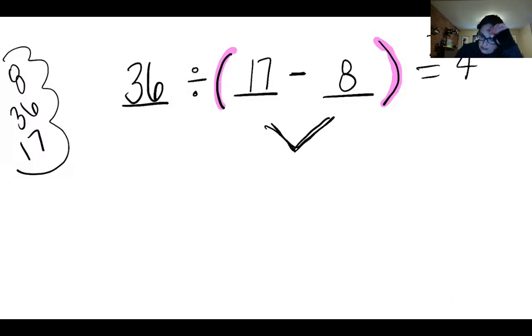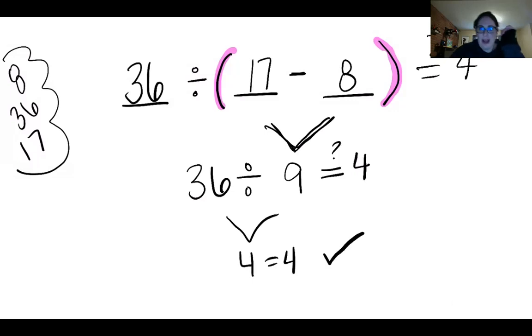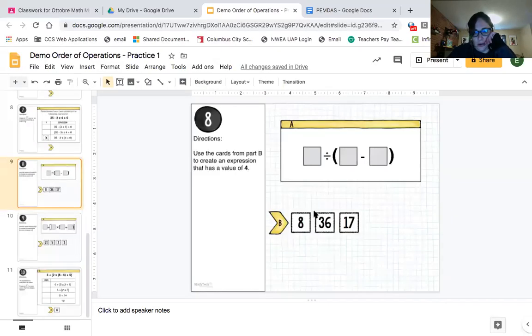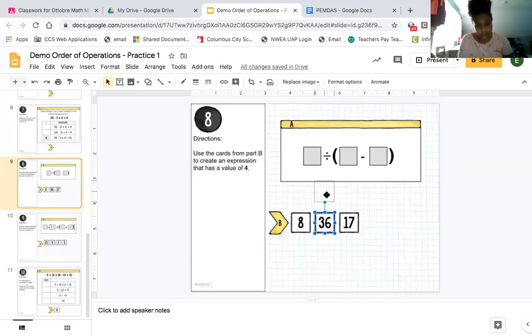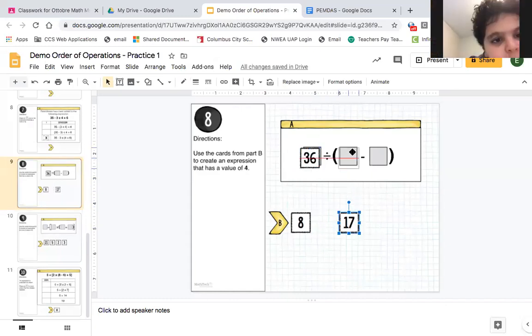So 9. 17 minus 8 is 9. 36 divided by 9 is 4. Oh, yep. Just little pros over here, aren't you? Okay, so what number went right here? 36. And then 17. And then 8.